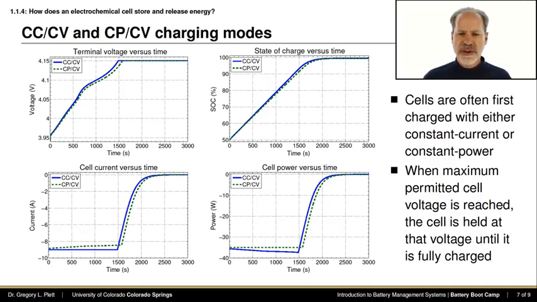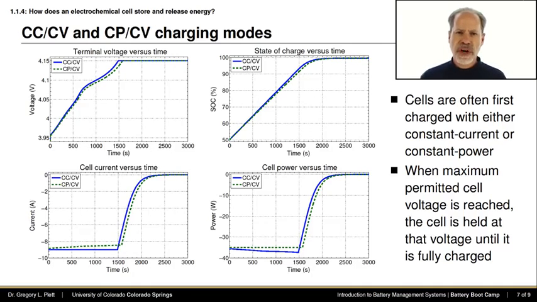Constant power, constant voltage charging is similar, except during the first phase, we don't apply a constant electrical current to the cell, but instead we apply a constant charging power to the cell until a charging voltage limit is reached. And then in the second phase, again, you simply hold that voltage constant until the charging power decreases to a small number in magnitude.